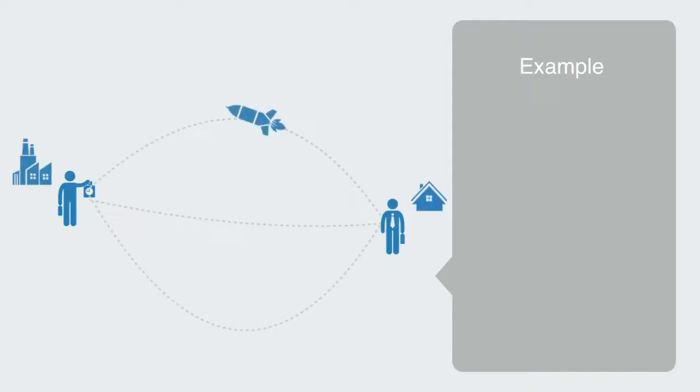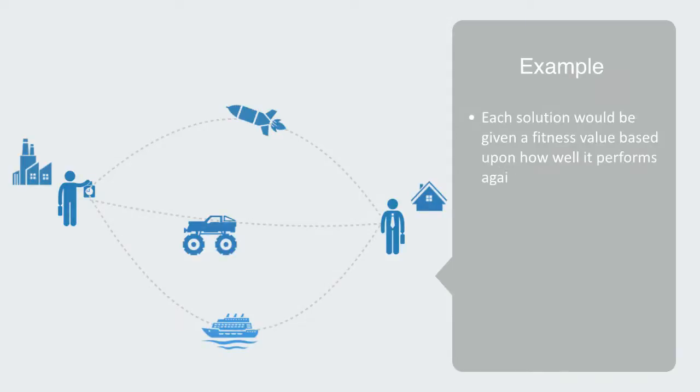For example, the challenge might be commuting to work in the morning. There are many different strategies we could take, from flying to possibly swimming to driving our car or taking the bus. We could then create a fitness landscape to represent this, where each one of these solutions would be given a fitness value based upon how well it performs against some measurement of success, such as time or cost.